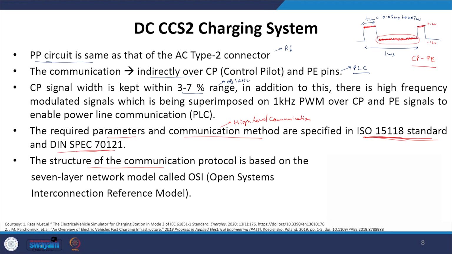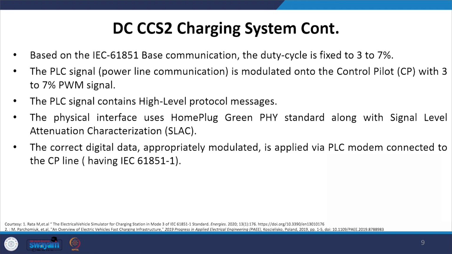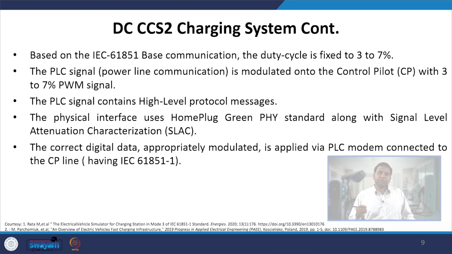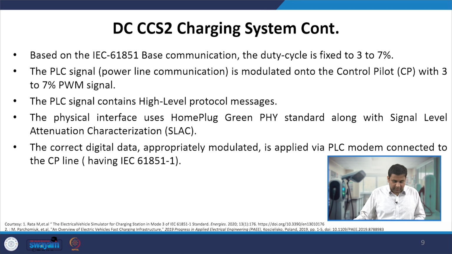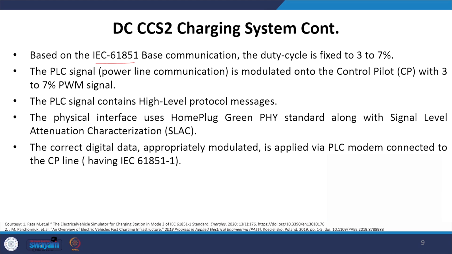So we will discuss some detail of those 7 OSI layers in the subsequent lecture, but before that let us see some of the things related to PLC, power line communication. Now as we know, our IEC 61851 base communication protocol indicates 1 kilohertz PWM, having the required voltage levels and having the duty ratio between 3 to 7% for DC charging. So that is imposed by the IEC 61851.